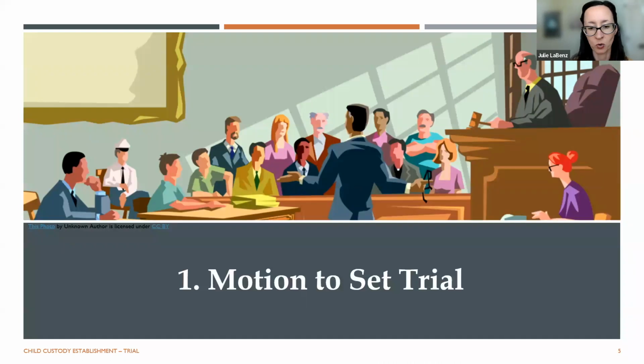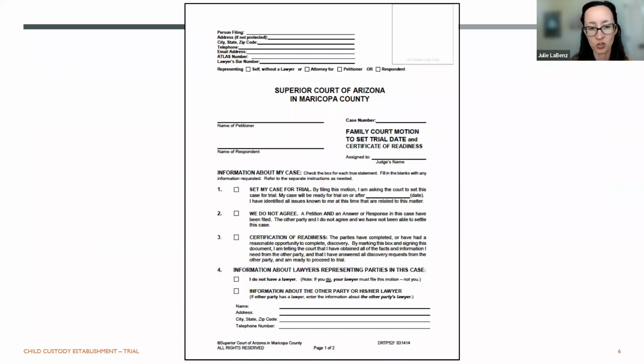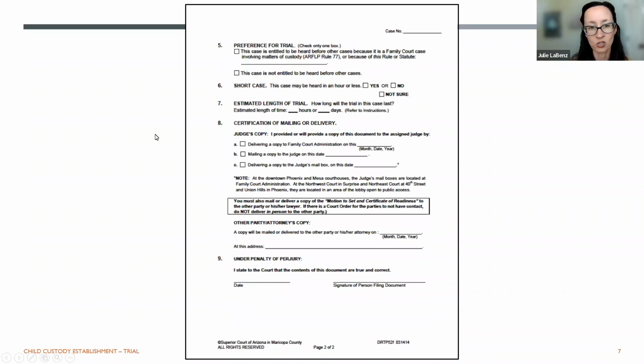Here's the court's form for the motion to set for trial. You'll see if you read through this, it includes all of the different points that are required under the rule. So you would just fill this out and then sign it, file it with the court, and then provide a copy to the other side.